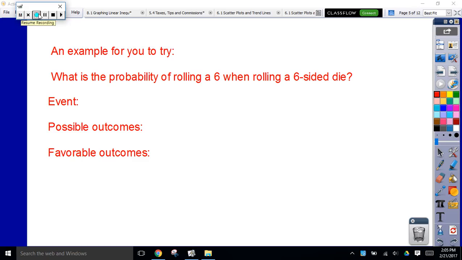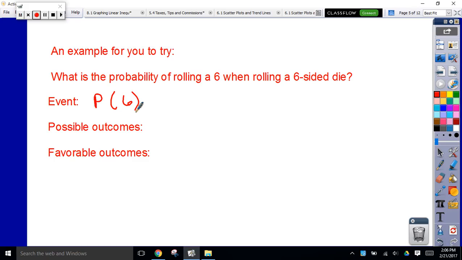What is the probability of rolling a 6 when rolling a 6-sided die? How do we write this with the letter P? Caitlin? I did P with odd this time. Oh, but it doesn't say odd. It doesn't want to know the probability of odd. P6. There we go. We want to know the probability of rolling a 6.